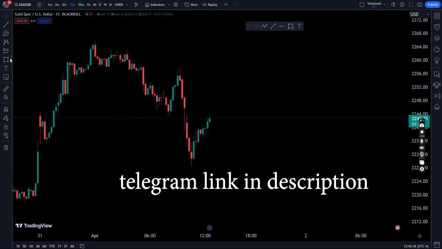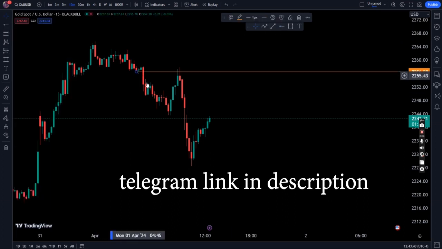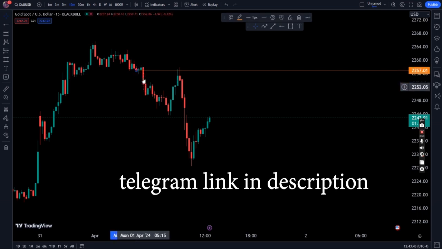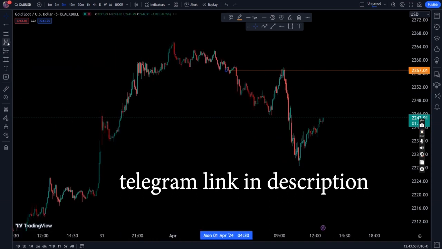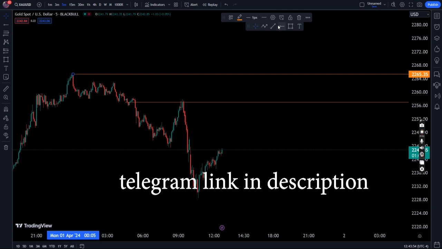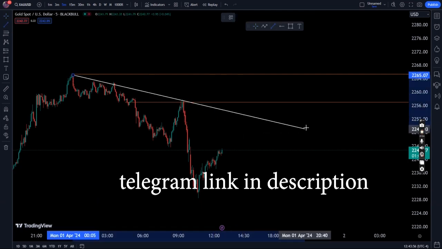In the 15-minute chart, we are seeing this is the breakout. If you look at this one, this is the breakout of this candle, and eventually it is totally fresh on here. Then I go to the 5-minute time frame. In the 5-minute time frame, I saw this trend line we are seeing on here. So this is the trend line.